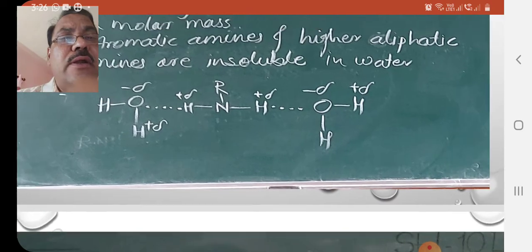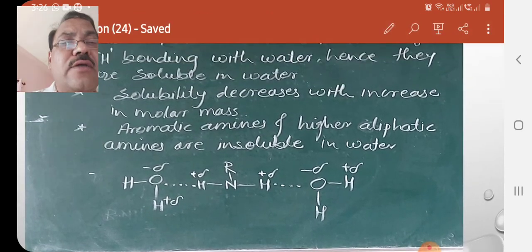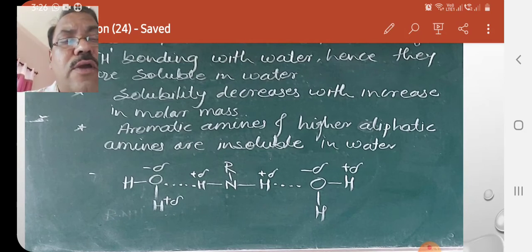So for any solubility question, if the question is asked why alcohols are soluble in water, the answer is the same. Lower alcohols form hydrogen bonding with water and therefore they are soluble in water.